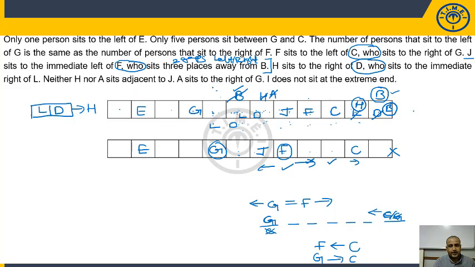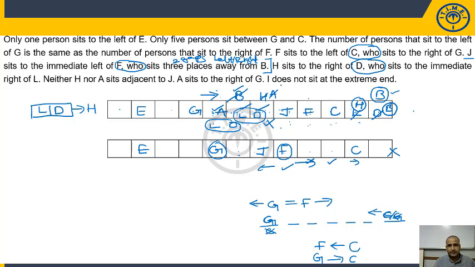A sits to the right of G, but right side of G only A has to sit. If it is L and D, A will be here. It's no objection. But if it is L and D, A will come here. But A should not be adjacent to J. So it is not valid. So it cannot be here. So I can confirm that this is L and this is D. So this will be A.